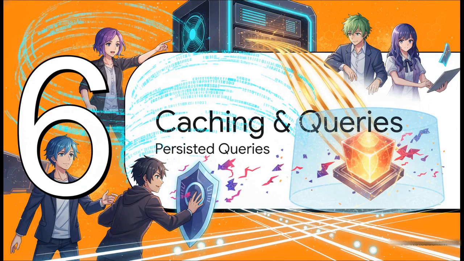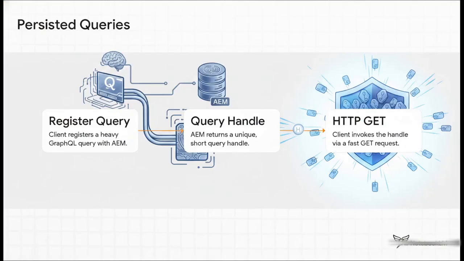Finally, part 6, caching and persisted queries. We've filtered smartly, we've paginated efficiently. Now for the final and honestly perhaps most critical step of our optimization strategy, cache relentlessly. Standard GraphQL uses post requests, right? And those are notoriously difficult for content delivery networks to cache. AEM solves this entirely with persisted queries. Step 1. The client registers that heavy GraphQL query with AEM ahead of time. Step 2. AEM saves it and hands back a unique short query handle. Step 3. The front-end client just invokes that handle using a simple HTTP GET request. Switching from a heavy post payload to a lightweight GET request, that is a real game changer that completely unlocks the caching power of your CDN.